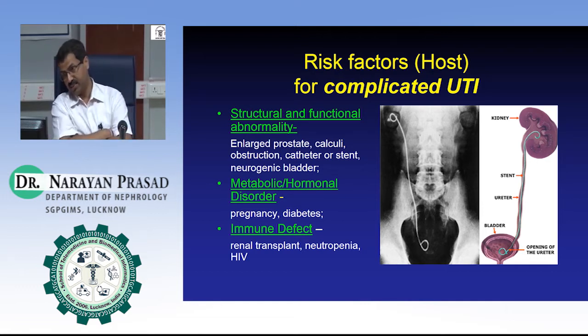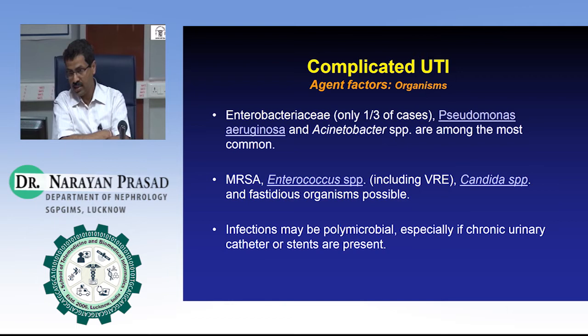In complicated urinary tract infections, the agent factors are usually virulent, and Enterobacteriaceae are usually reported in at least 1/3 of the cases. Pseudomonas aeruginosa and Acinetobacter are common among the organisms. Methicillin-resistant Staphylococcus aureus, Enterococcus, Candida species, and other fastidious organisms are possible. Infection may be polymicrobial. There might be growth of two or more organisms altogether in complicated urinary tract infection.